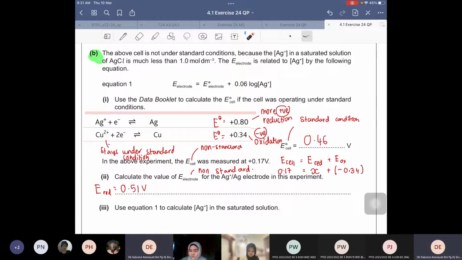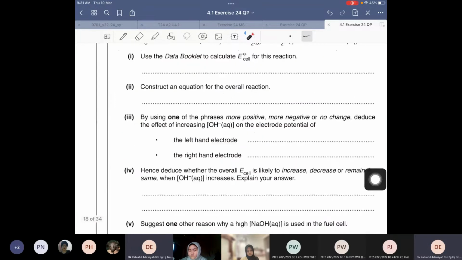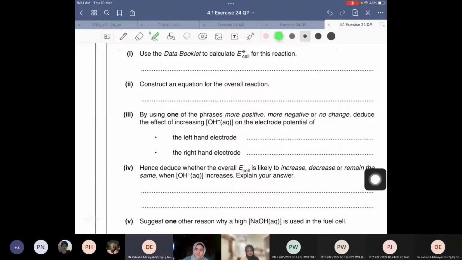By using one of the phrases more positive, more negative or no change, deduce the effect of increasing the concentration of OH- ion on the electrode potential. So again, we're not looking at the E cell, we just want to know the effect it has on the electrode potential, which is your E.